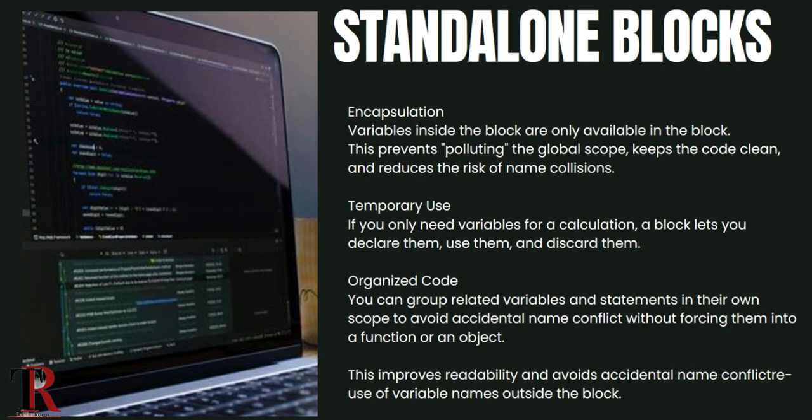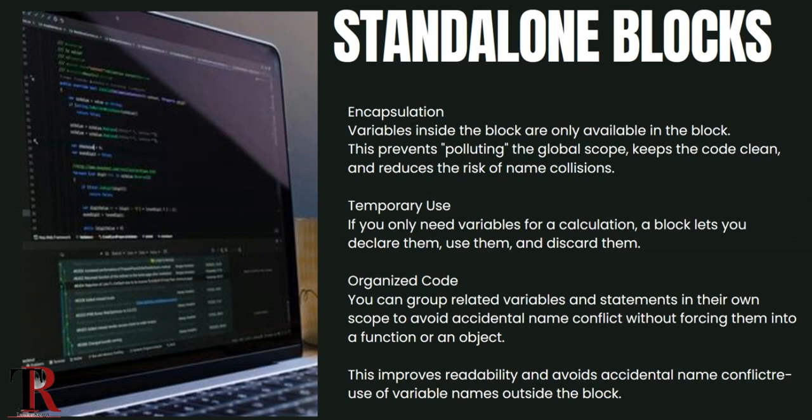So in this lesson, we are talking about standalone blocks, what they mean in JavaScript, and taking a step further to see how things like encapsulation and hoisting work in JavaScript. One of the advantages of a standalone block is encapsulation. Variables inside the block are only available in the block. This prevents polluting the global scope, keeps the code clean, and reduces the risk of name collision.